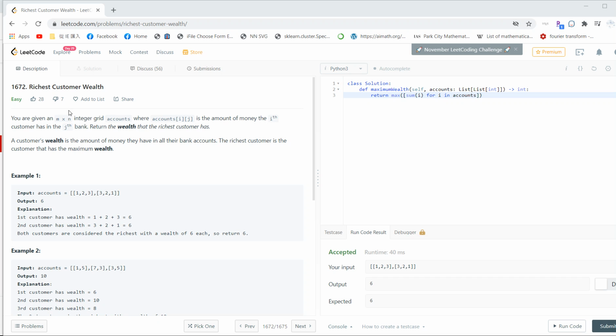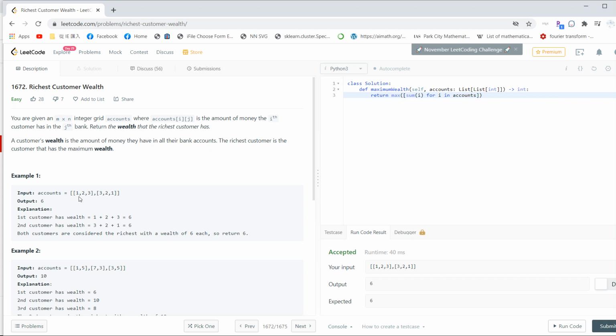Welcome guys. So today we just solve this Richest Customer Wealth. You are given an m times n integer grid accounts, where accounts[i][j] is the amount of money the i-th customer has in the j-th bank account. Return the wealth that the richest customer has. Customer wealth is the amount of money they have in all their bank accounts.